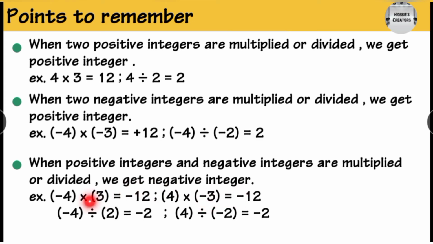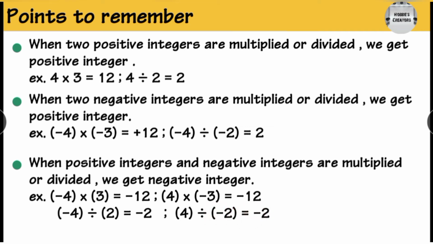Okay. So next one, division. See, division, minus 4 divided by 2. 4 divided by 2 is nothing but 2. But we have a negative integer here, right? So we are writing it here. And see, 4 divided by minus 2 is nothing but minus 2. Since we have a negative integer here, we are writing a negative number here.